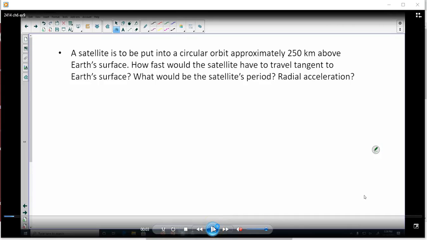So in this example, we have a satellite that's going to be put into circular orbit 250 kilometers above Earth's surface. We want to know how fast that satellite would have to travel, and then what would be the period and its radial acceleration.